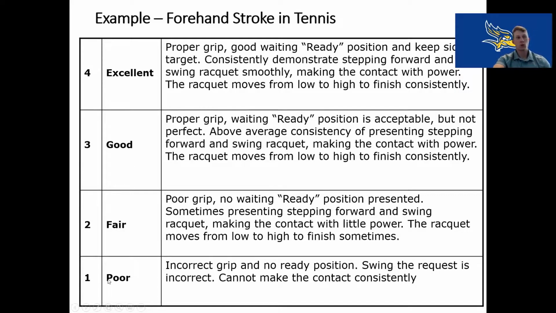as opposed to, say, a score of 1 or a poor score: incorrect grip and no ready position. So there are major errors within how they are preparing for this forehand. The swing is incorrect, cannot make contact consistently. So these fall into incorrect, which is very ineffective. This poor ready position could put them at a risk for safety. They may get injured because they're in a poor position to start. And efficiency, if they're not moving well, not moving consistently well, they're going to waste a lot of energy, waste a lot of movement.